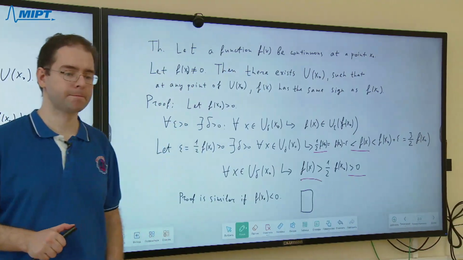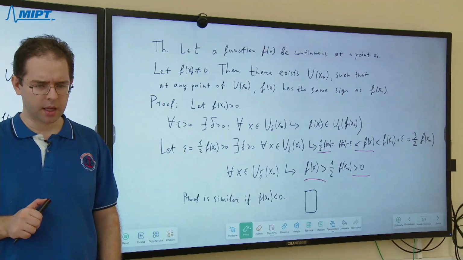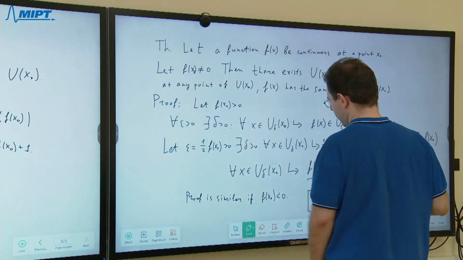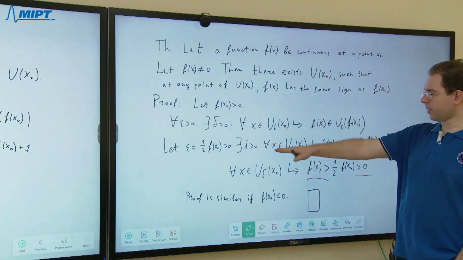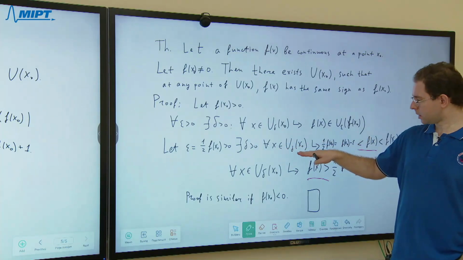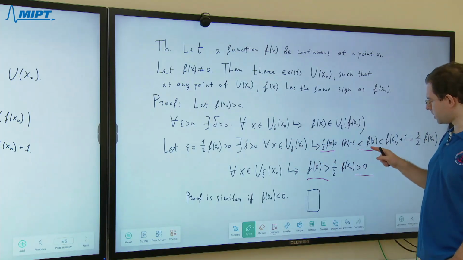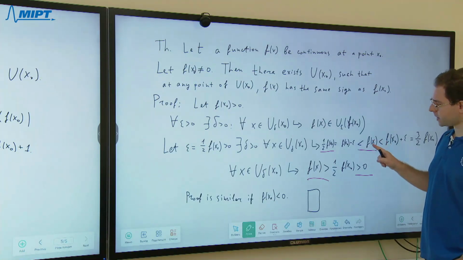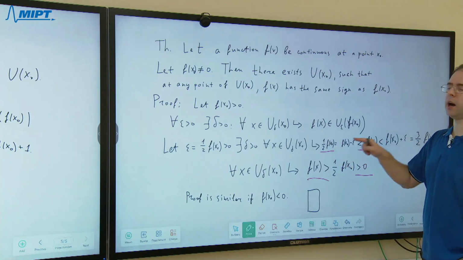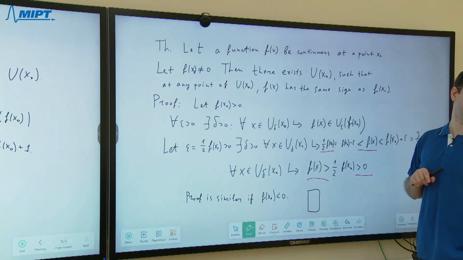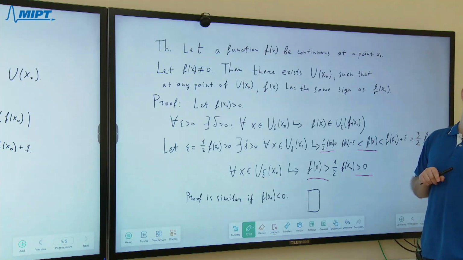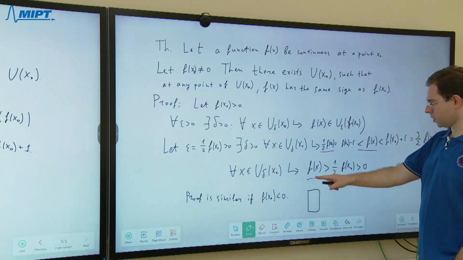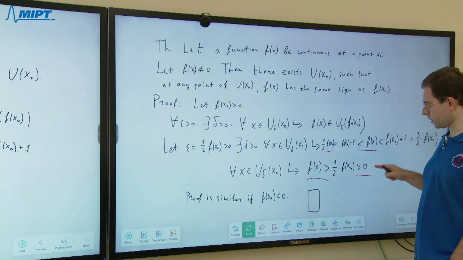Yeah. Last line one more time. Okay. So, in this neighborhood, I have shown that for any x from this neighborhood, f of x is greater than 1/2 f of x0. And we know that f of x0 is a positive number, so f of x is greater than 0.